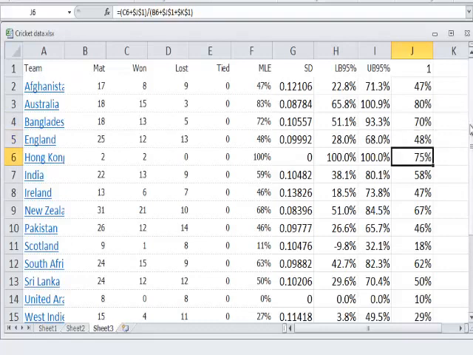Hong Kong is 75%. Now you see it's much more reasonable than the 100% and 0%, because the Bayesian estimator is shrinking. This is one very important characteristic of the Bayesian estimator: it's combining the prior information with the data information. A priori, before we know anything, the prior mean is A over A plus B, 1 over 1 plus 1, which is 50%.